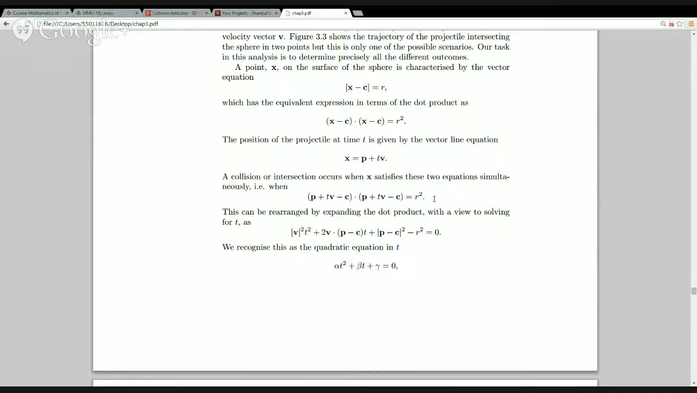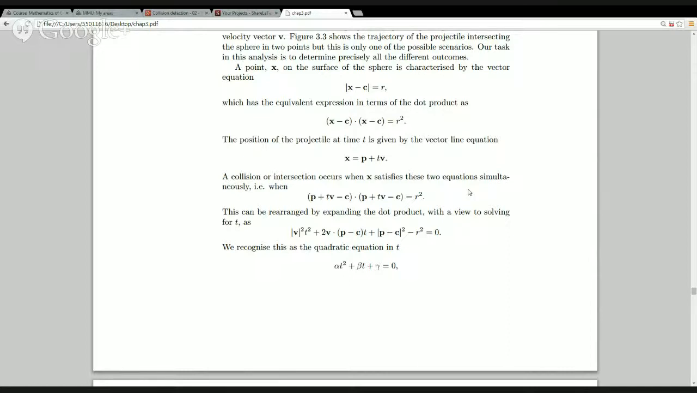Now, it's a load of vectors, dot product equals r squared. Look at it and think, what's known to us, what's unknown to us? Well, everything in that equation is known to us except the time value t. We're looking to see if there exists a time such that that equation holds true. The p, the v, the c, and the r are all known to us in the setup of the problem. So this is a single equation in the unknown t, so we would hope to be able to solve it, and we can.